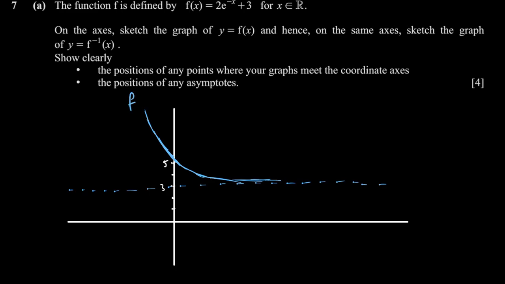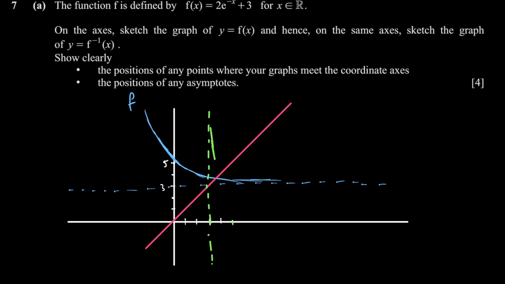So now if I want to do the inverse of that, essentially, it's just going to be a reflection in the line y is equal to x. So if I was to draw the line y is equal to x, like this, something like that, then we're going to have a reflection. So the asymptote is going to get reflected. So we're going to have the line x is equal to 3 instead of y is equal to 3. And we're going to go through x is equal to 5 instead of y is equal to 5. And so that's going to look something like this.